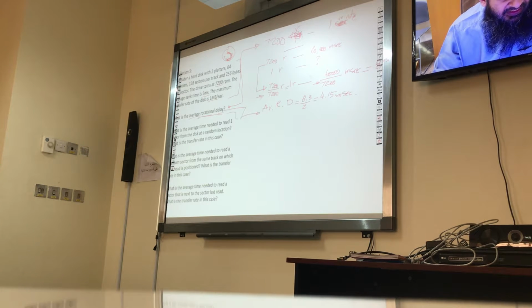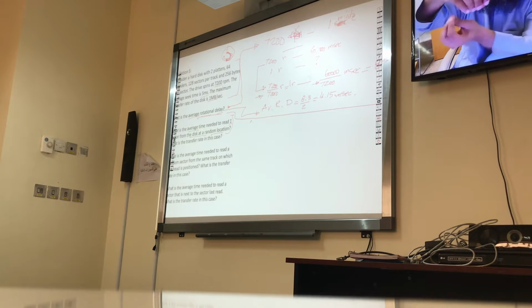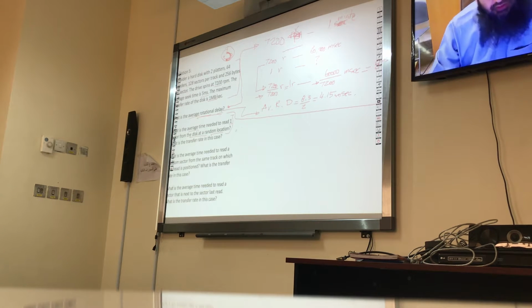Alright, so we got this done. Now, this is a good, interesting question. What is the average time to read one sector from the disk at a random location? At a random location, the head has to move and then it has to wait for the disk to spin. So this is equal to a sum of 3 terms. What are those 3 terms?